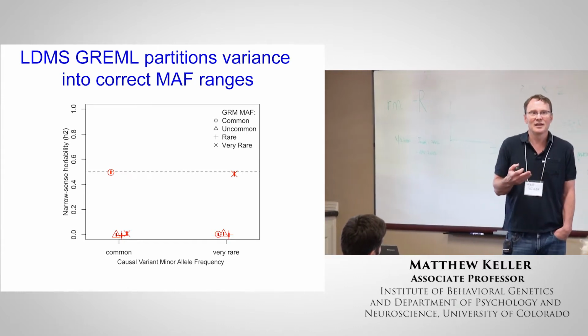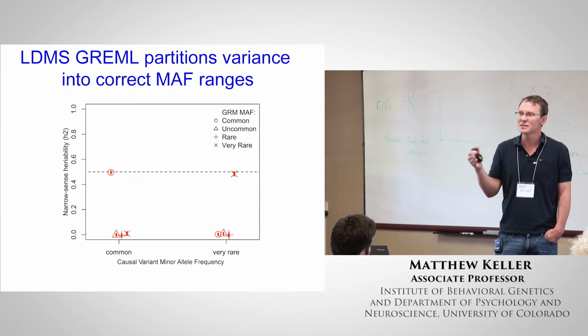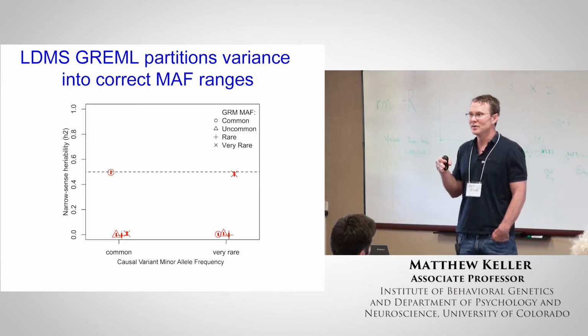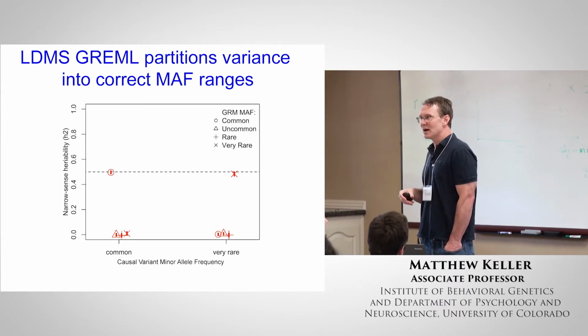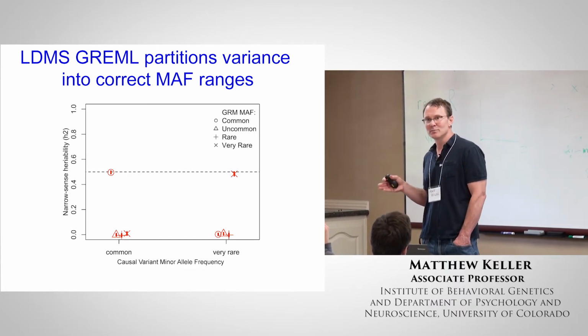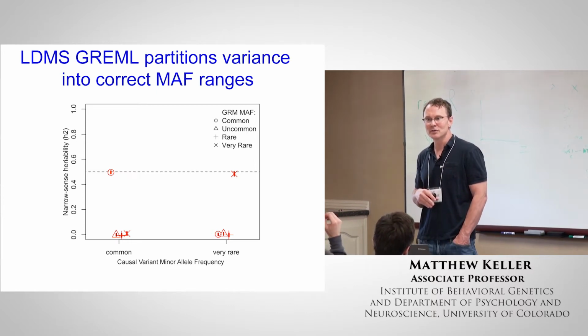This is an extreme example, but if you do this in real data, you'll be able to get some sense. We've done this for IQ and for height, and you get a sense of where the causal variants are lying. For height, most of the causal variants are pretty common. For IQ, it's still the case that most of them are common, but you get a much higher proportion of those that are rare than you do for a trait like height.